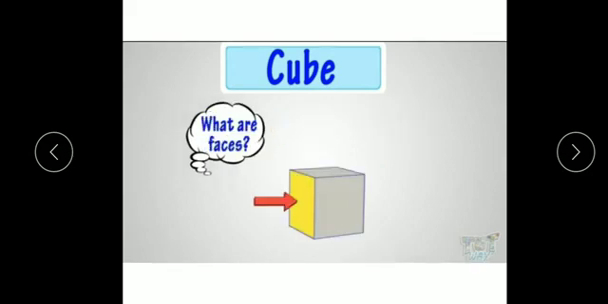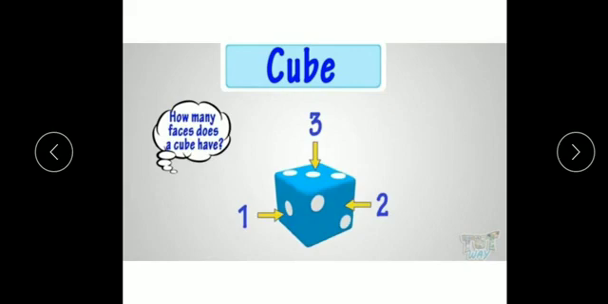What about faces? Children, what is a face? A face is a plain flat surface of a figure. See, this is your face. This is the plain surface. This is also your face. So a face is a plain flat surface. Now let's count the faces.